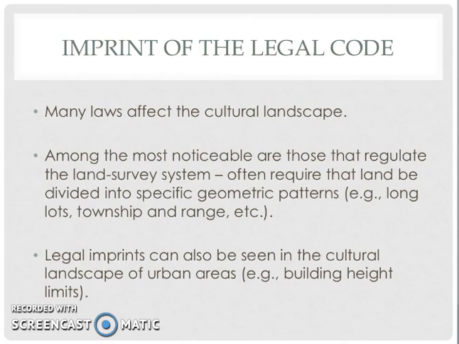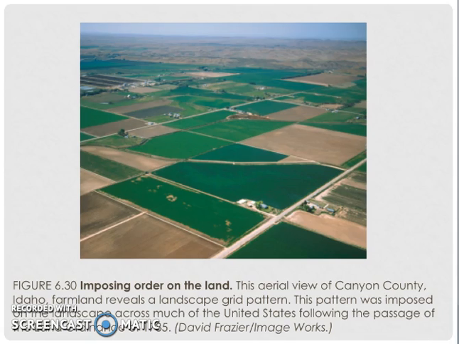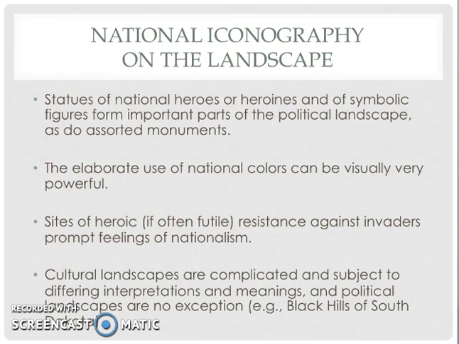These legal imprints can also be seen in the cultural landscape of urban areas, in comparison to the examples in the point above, the long lots and township and range. Building height limits would fall into this as well. So here you have the township and range vividly mapped out on the landscape, large square and rectangular plots. This is in Canyon County, Idaho, most likely potato farms here. Farmland reveals a landscape grid pattern. This was imposed on much of the landscape across the U.S. following the Land Ordinance of 1785. It's a legal code, very visible.